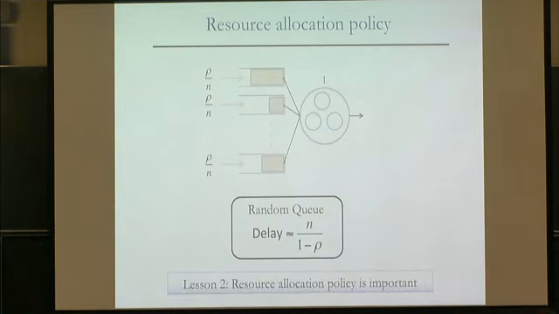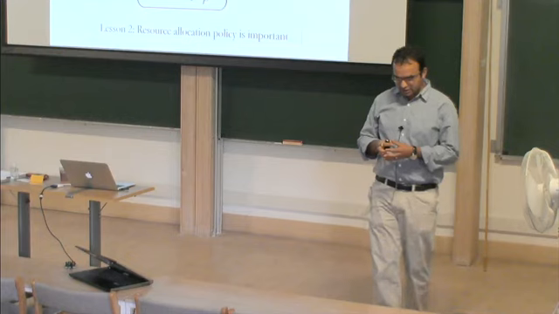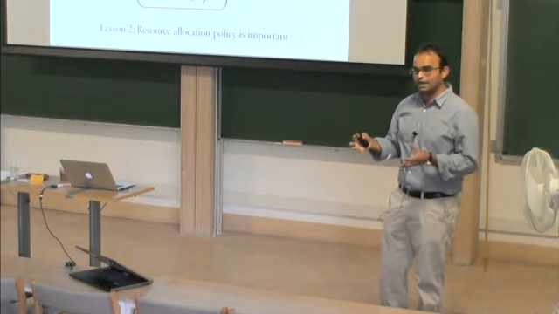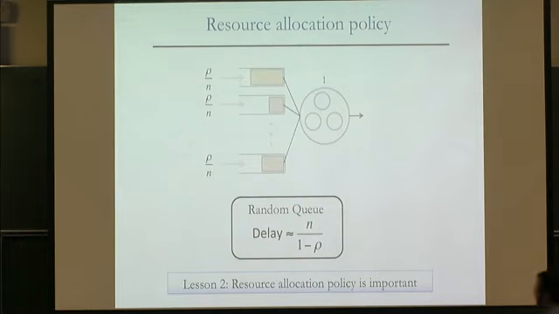The point is that, even though resources may not be terribly constrained, if the policy is not done right, then we might have poor performance. So there are two reasons why you might have certain performance.